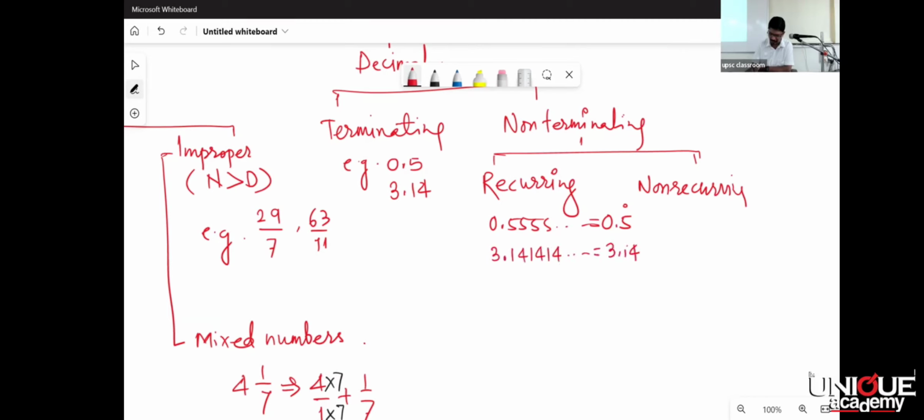That's why we have to put a bar on that group. So here we have a pair. Not necessarily only a single digit or two digits repeating again and again; there may be groups of 3, 4, or 5 digits repeating again and again in the same sequence. So that is called a recurring decimal fraction.